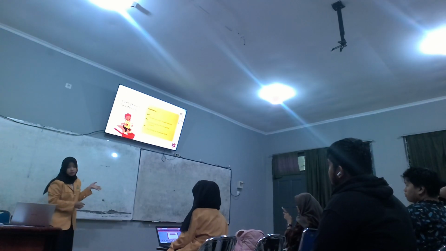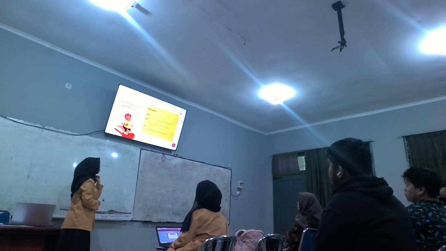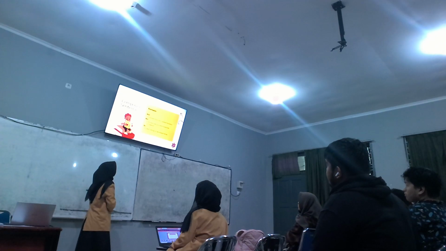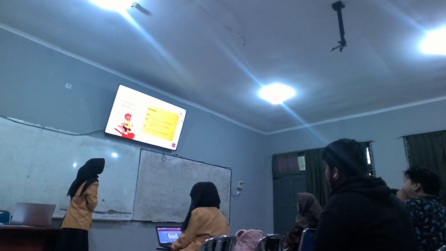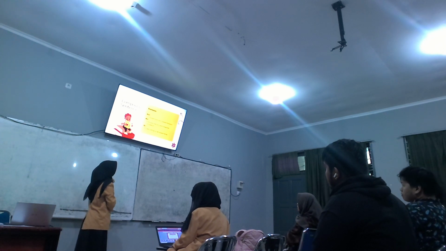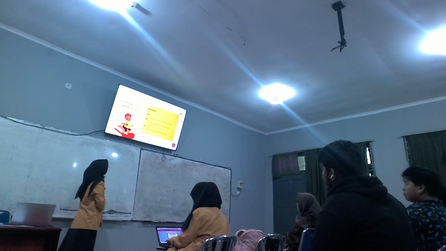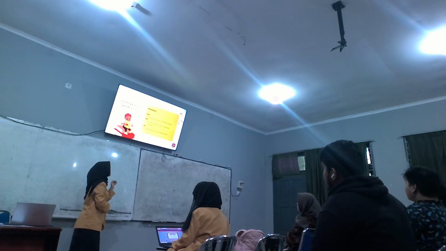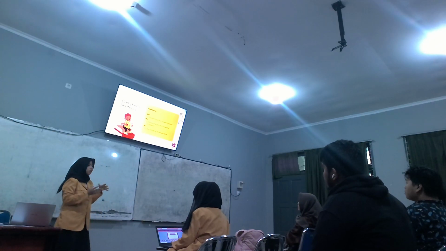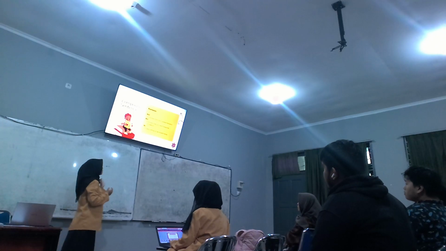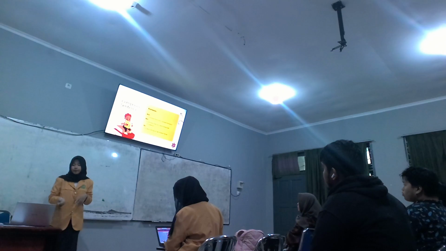The examples of compound sentences: for the conjunction and, the example is, I studied hard and I passed the exam. For but, she was tired, but she finished her homework. For so, it was raining, so we stayed home. The conjunction is used in the middle between simple sentence one and simple sentence two.